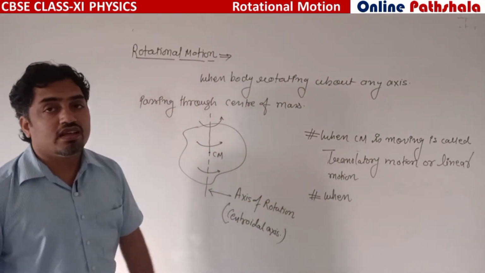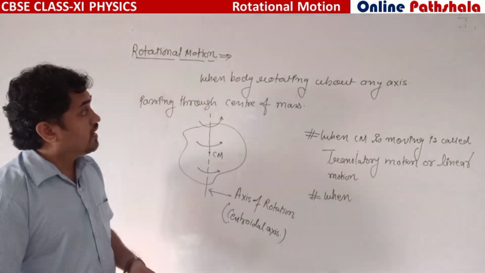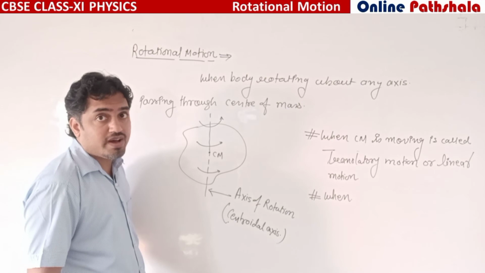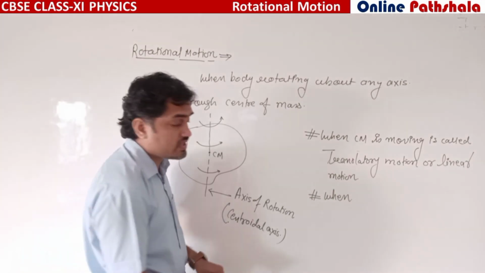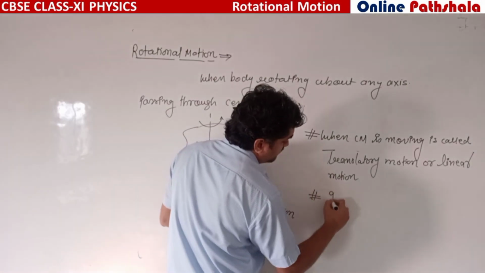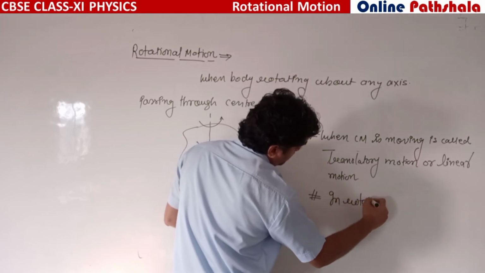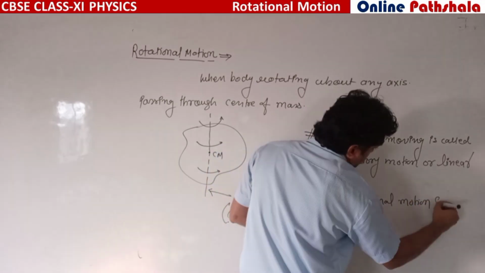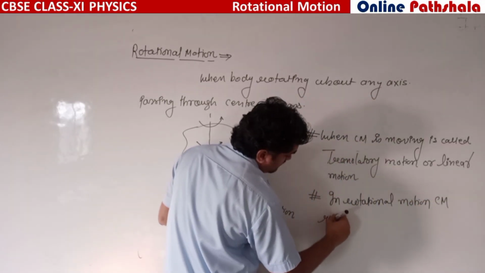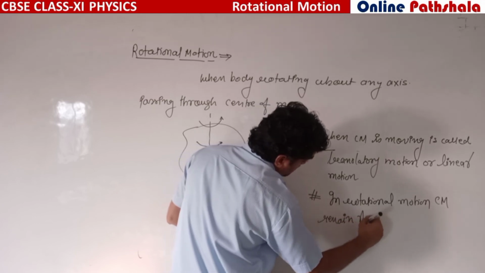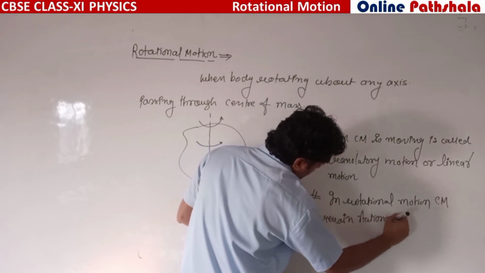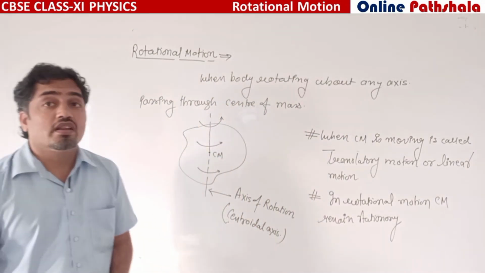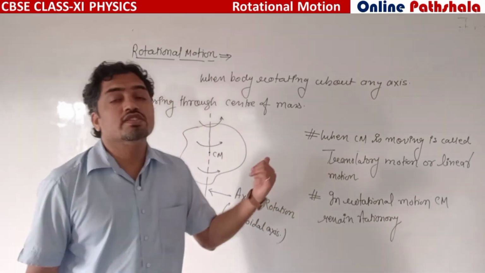No need to write the definition of rotational motion again. It is very simple. When a body is rotating about any axis passing through the center of mass, in rotational motion the center of mass remains stationary. All these points you have to remember regarding rotational motion. So it is the concept of rotational motion.